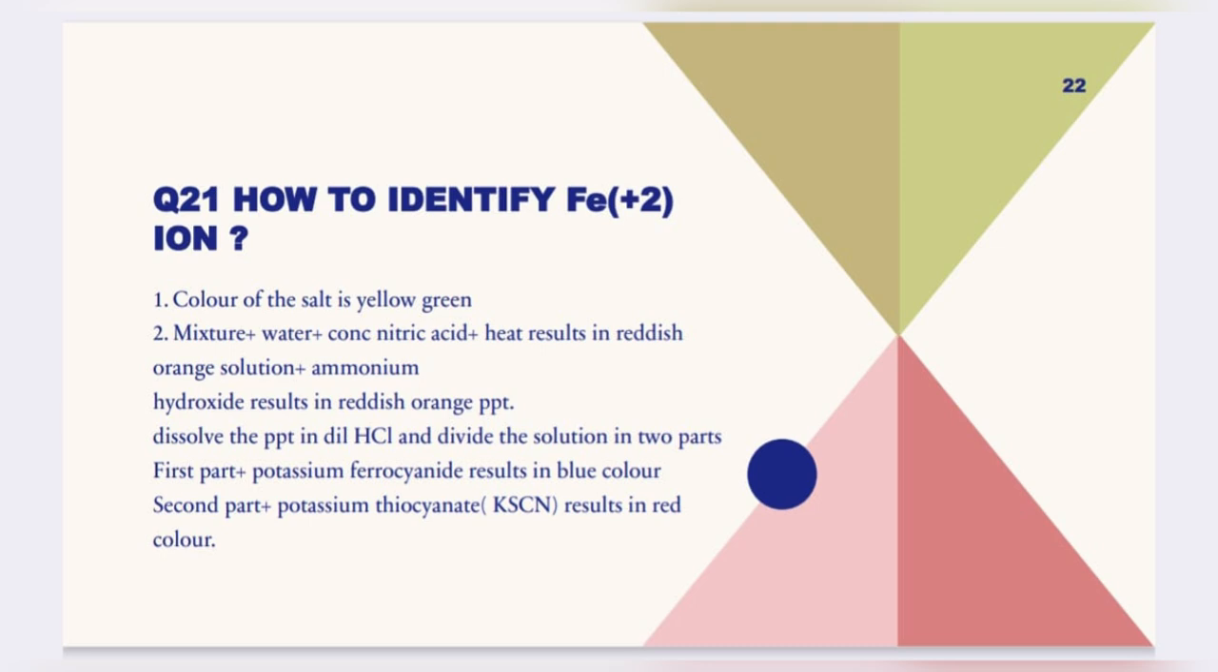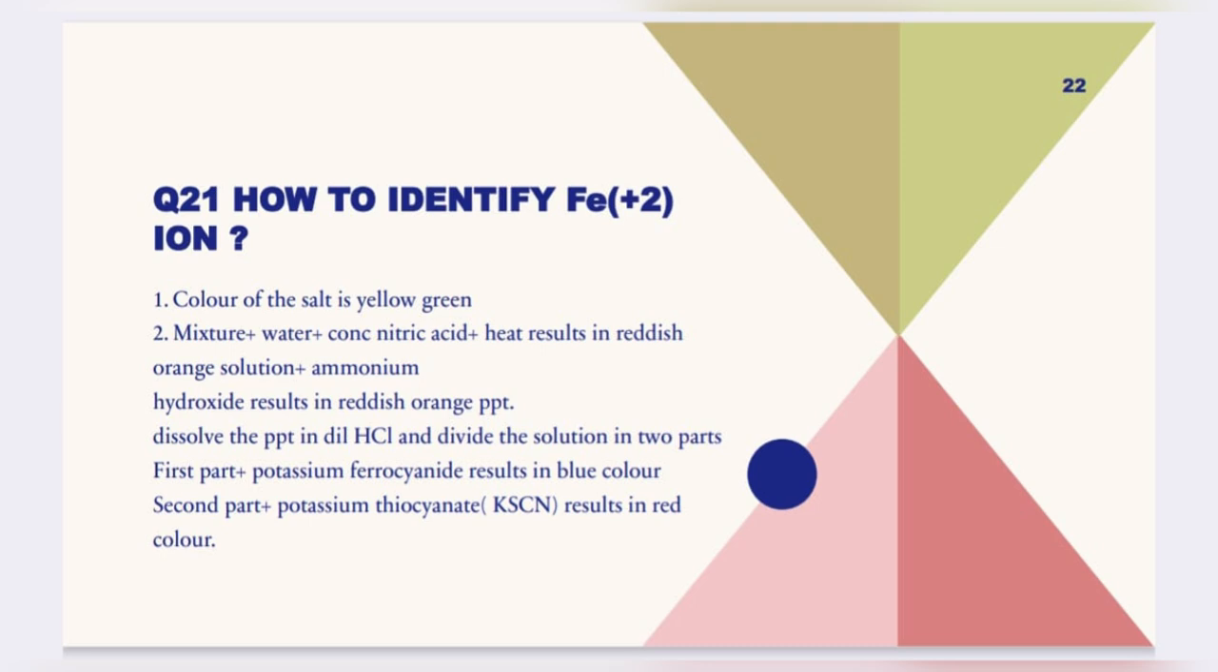Now to this you add ammonium hydroxide. This results in the formation of a reddish orange PPT, precipitate. You dissolve this precipitate in dilute HCl. You get a solution, which is of course yellowish orange. You divide the solution into two parts. In the first part you add potassium ferrocyanide. It gives you blue color. In the second part you add potassium thiocyanate, KSCN. It results in red coloration. Okay, and that is the indication of the presence of Fe.